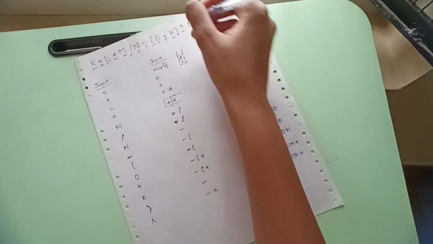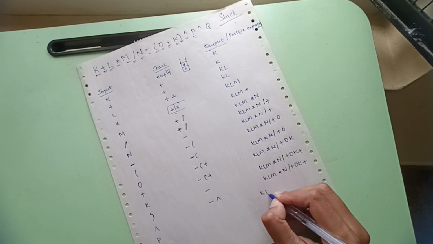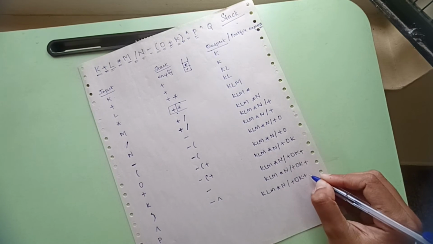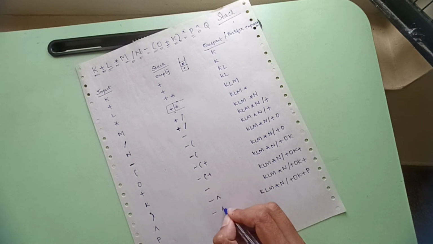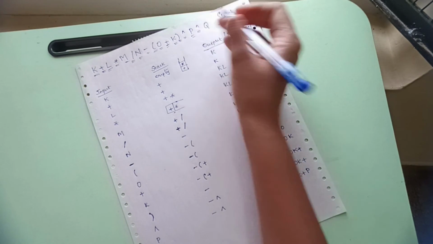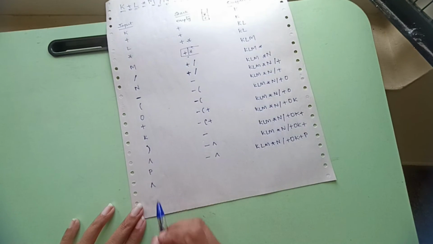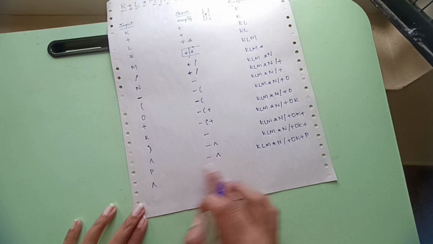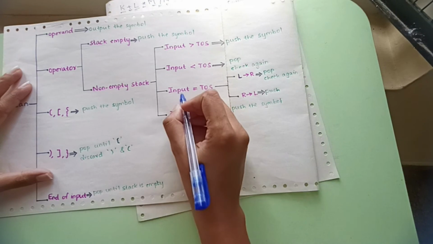The next symbol is P, which is an operand. So the output so far is KLM star n slash plus OK plus, and we just output P. The stack remains the same. Next is exponential. What do we have to do? We encountered an operator, and the top of the stack is also exponential. That means input is equal to TOS: the precedence of the input and the precedence of the top of the stack are the same.